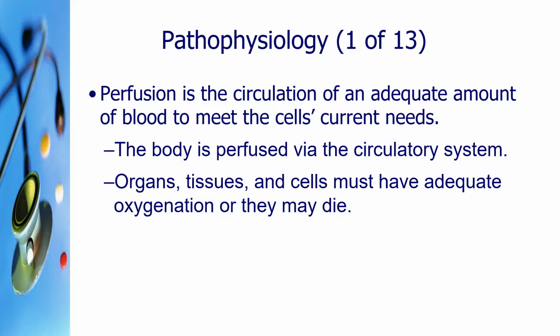Perfusion is the circulation of an adequate amount of blood to meet the cells' current need. The body is perfused via the circulatory system. Organs, tissue, and cells must have adequate oxygenation or they may die.